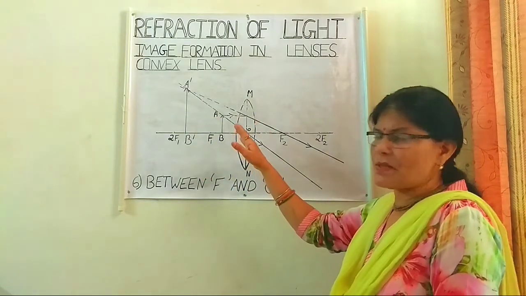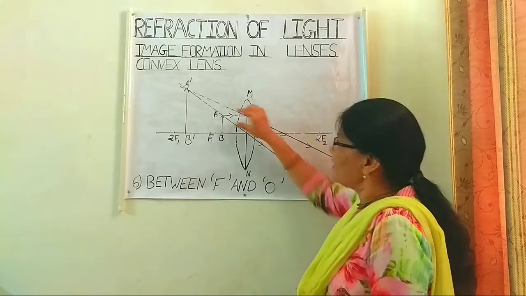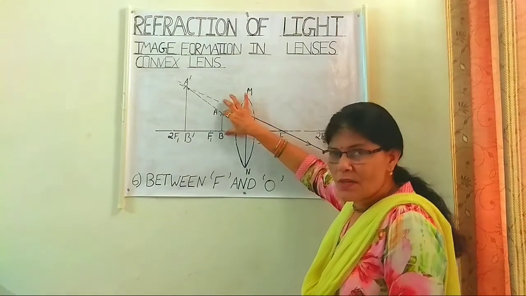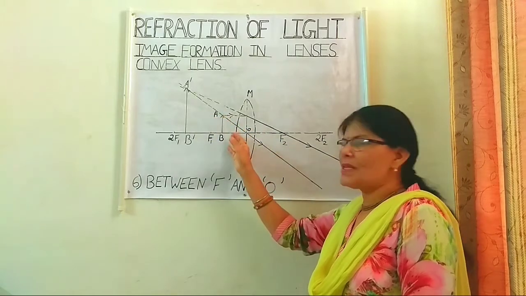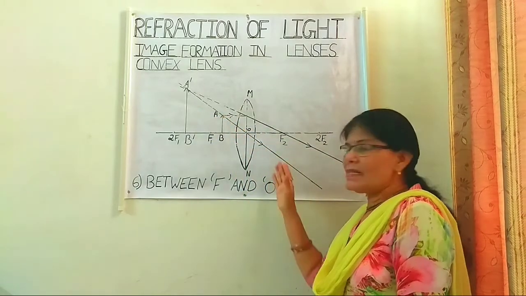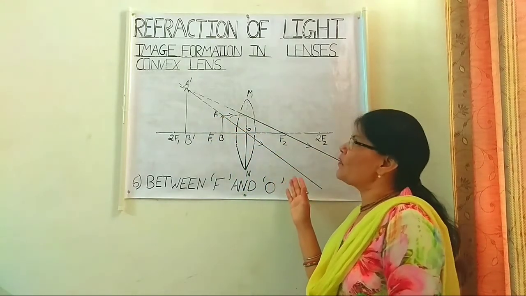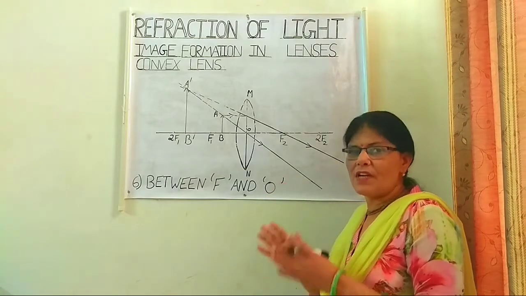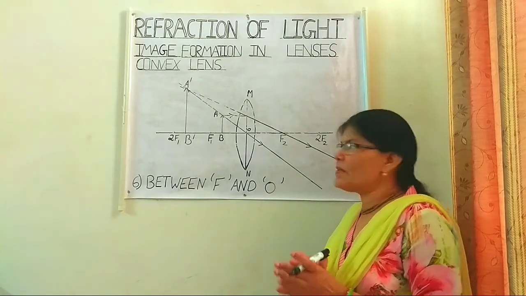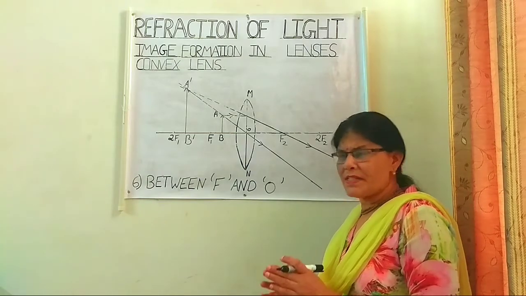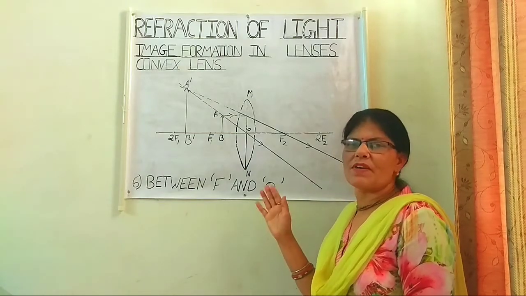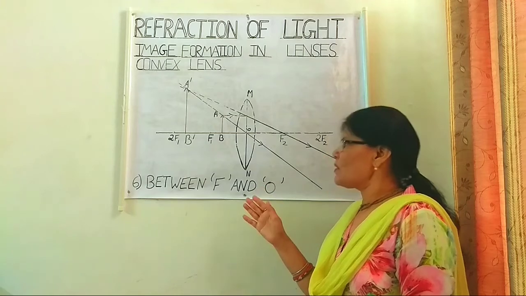And it is enlarged. This is the size of the object, but our image is enlarged as compared to the size of the object. This is the very case of the convex lens because this is a different one. In the rest of the cases, the image formed is real and inverted, but in this case, the image formed is virtual and erect. So this is all about the sixth case of the convex lens.